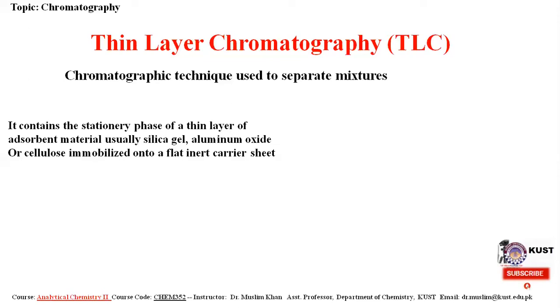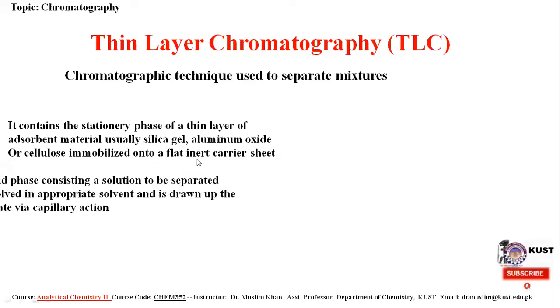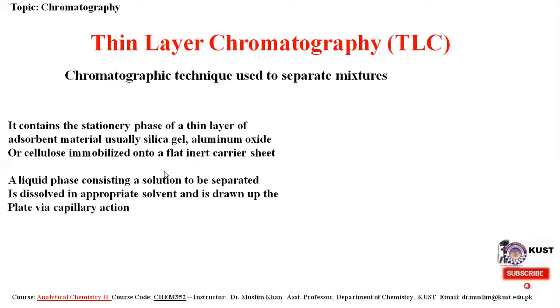Just like other chromatographic techniques, thin layer chromatography also has two phases: one is the stationary phase and the other is the mobile phase. It contains a stationary phase of a thin layer of adsorbent material such as silica gel, aluminum oxide, or cellulose, immobilized onto a flat inert carrier sheet. A liquid phase consisting of the solution to be separated, dissolved in an appropriate solvent, is drawn up the plate via capillary action.